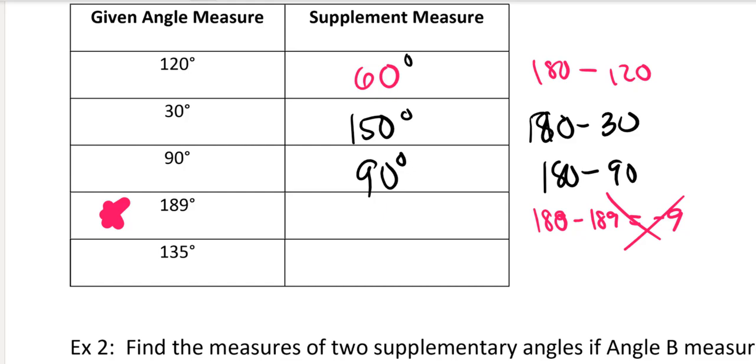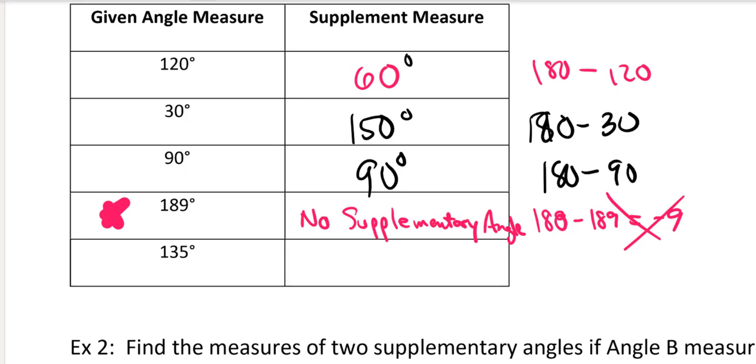That's when you're older. But for now, we need to be greater than 0. So if you end up with a negative value, or if one of your angles is more than 180 degrees, then that just means that there is no supplement. So no can do. No supplement for you, Mr. 189 degrees. We have no supplementary angle for that measure.